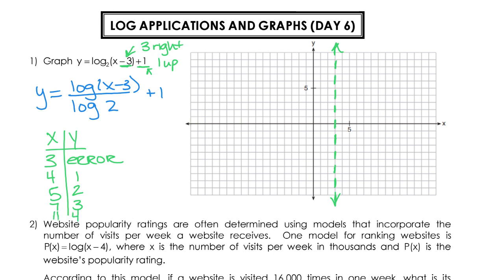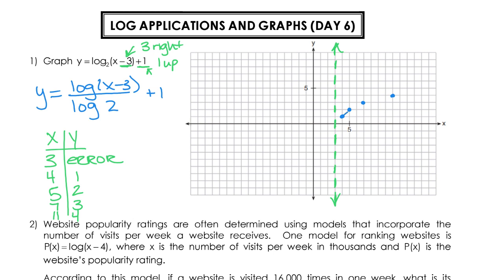So let's go ahead and see what we got. So 4, 1. 5, 2. 7, 3. 11, 4. And the next point would be 19, 5, but I don't think 19 will fit on here. 6, 7, 8, 9, 10, 11, 12, 13, 14, 15, 16. Nope, only goes up to 17, so that's good.